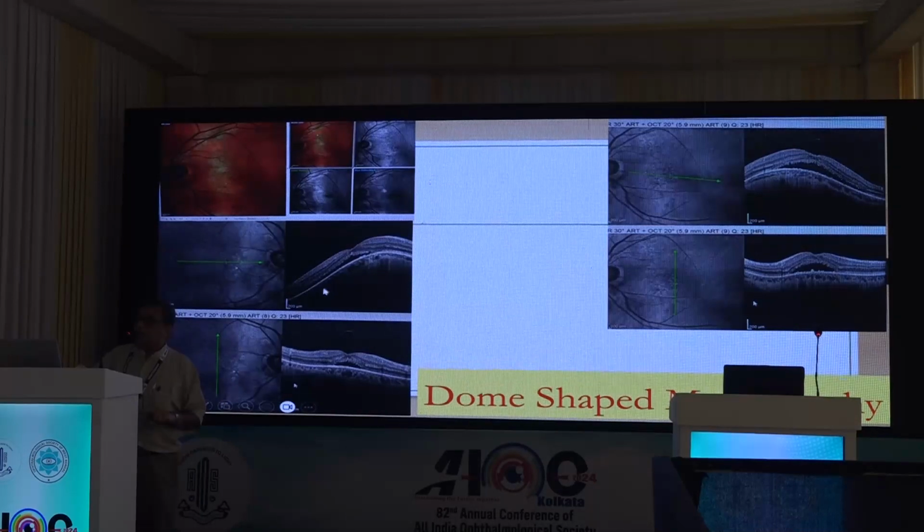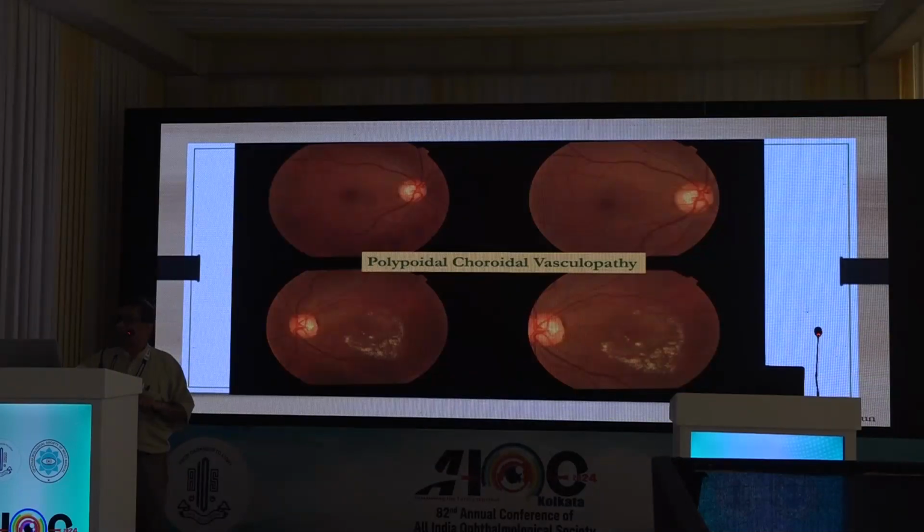And what do you see? This is raised on one side in the horizontal scan, but in the vertical scan it's straight. This is a condition called dome-shaped maculopathy, which occurs in very high myopes, not a treatable condition. So you need to recognize it because otherwise you will keep on treating it.